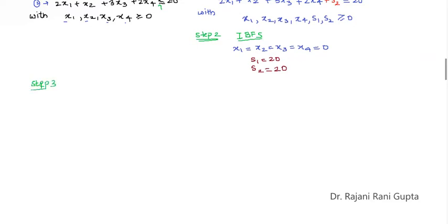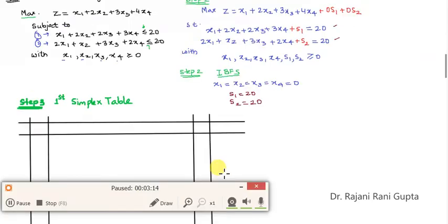Step 3 is to form a simplex table, which is actually the first simplex table, for which we will draw lines. We make the table by writing down all the variables here: x1, x2, x3, x4, s1 and s2. Here the basic variable xB, here RHS, the right side. This is for Cj and here also for Cj.